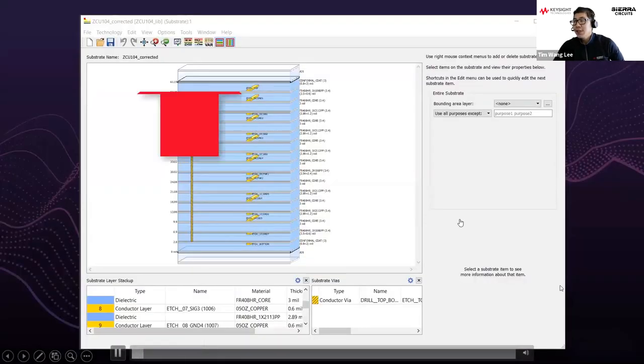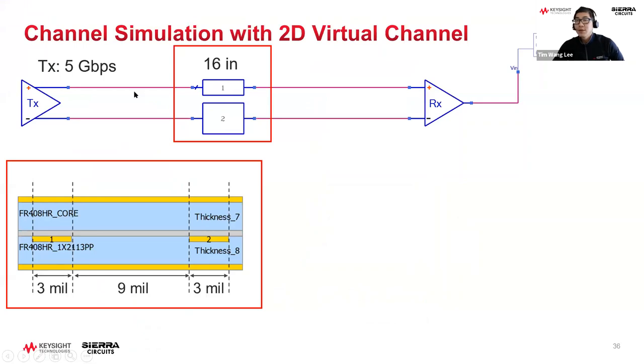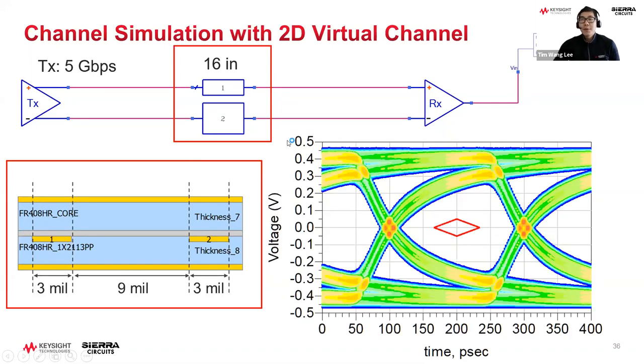Once you have done the channel simulation, this is what it looks like. On the left here is your TX transmitting at 5 Gbps. The middle is what we talked about using the A73, where we come up with the 16 inches, and the receiver. And this is the stack up. You drop it down and we expect the eye to be open, and there it is. The eye is open because 16 inches we can tolerate.